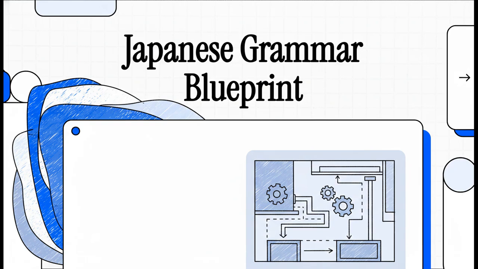All right, so you're learning Japanese, and sometimes it just feels like an unbreakable code, right? Well, today, we're going to crack that code. We're going to pull back the curtain and show you the surprisingly elegant and logical system that's hiding in plain sight. We're unpacking the blueprint of Japanese grammar.